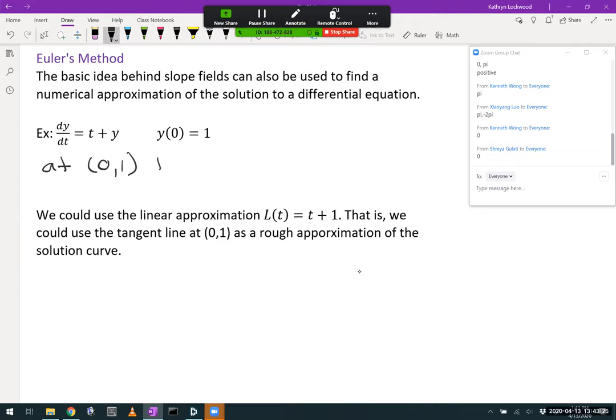And at 0, 1, the slope is given by dy by dt, which according to our differential equation is t plus y. All right, so plugging in at t equal to 0 and y equal to 1, the slope at 0, 1 is 1. All right, so one thing we could do to approximate our curve is use the linear approximation where we take the line of slope 1 passing through the point 0, 1. That would be L of t is equal to t plus 1.